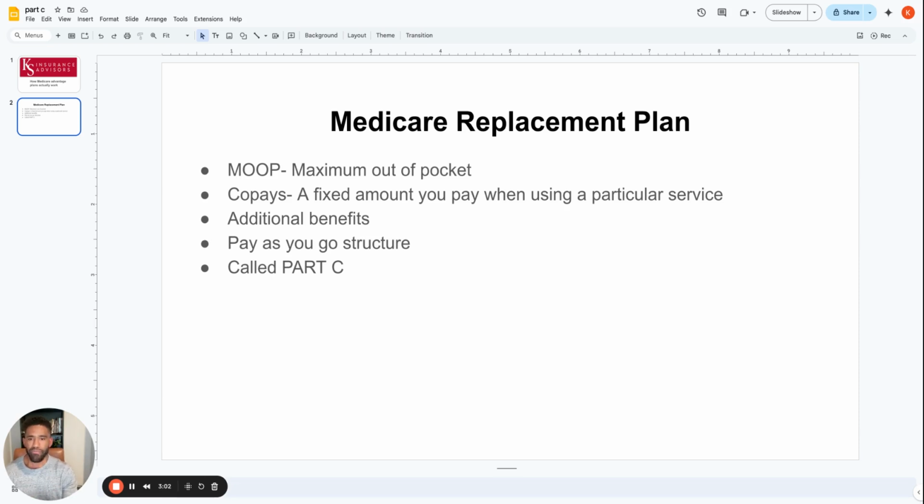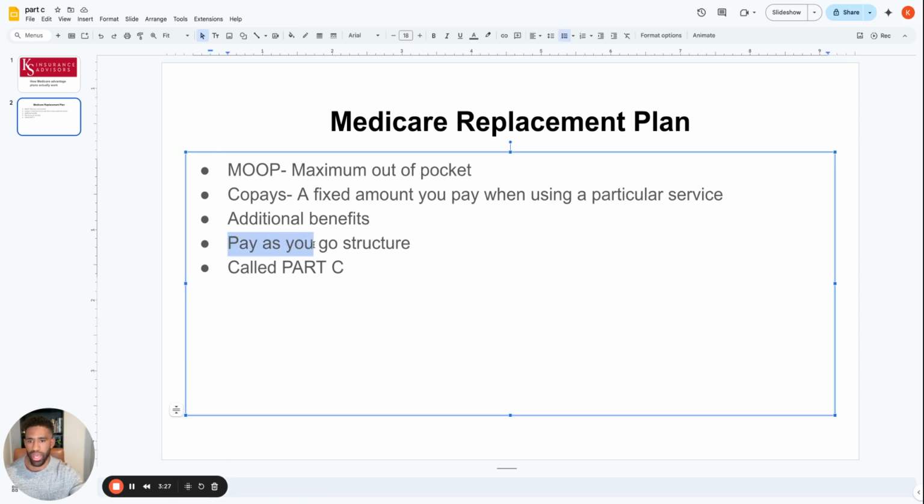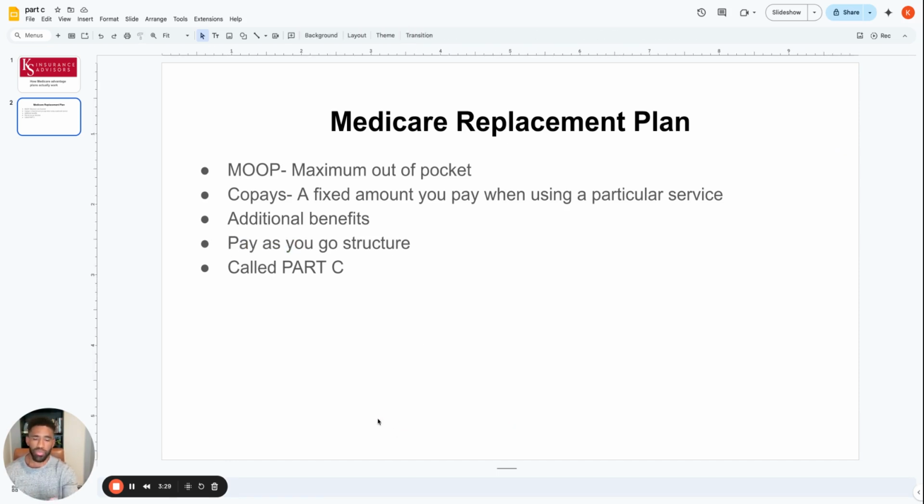Secondly, when you look at Medicare Advantage plans, if you were to scroll through your summary of benefits, each Medicare Advantage plan has a summary of benefits. When you choose, for example purposes, again, Company X, you're going to have copays for each service that you use because a Medicare Advantage plan has a pay-as-you-go structure. So let's break that down.